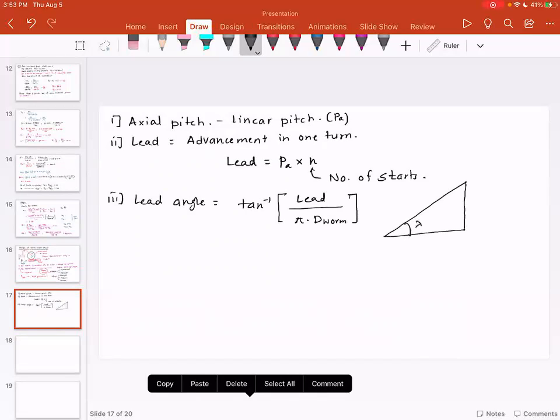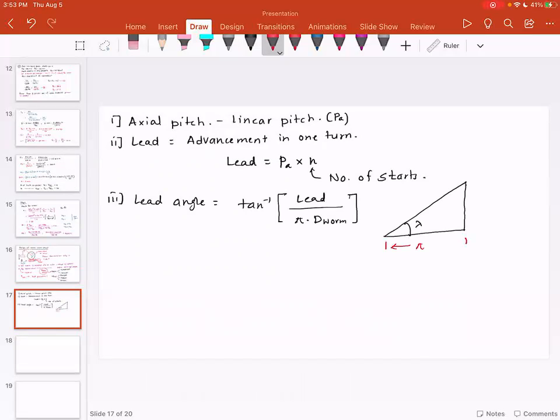So if you think about it, this is the lead angle, lambda. This is pi times diameter of worm and lead. And lead angle can vary from 9 degrees all the way to 45 degrees.